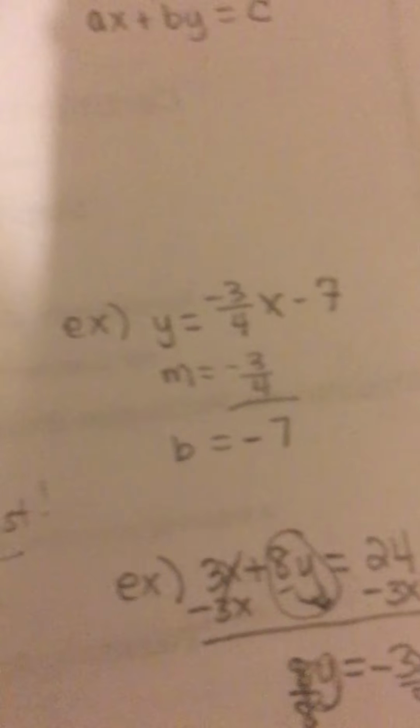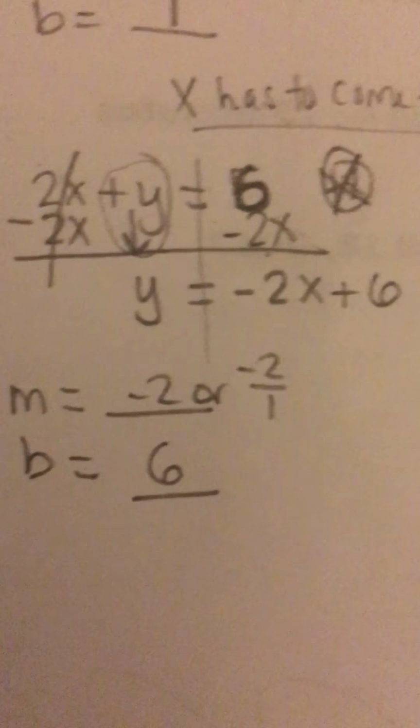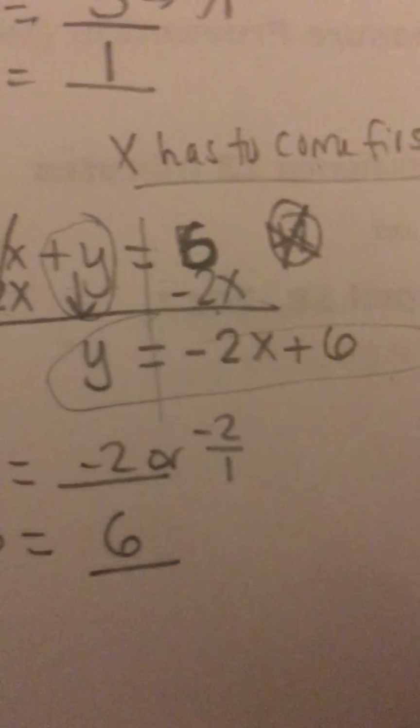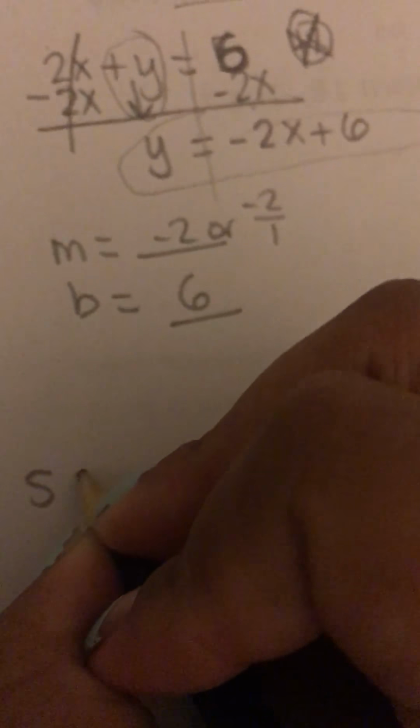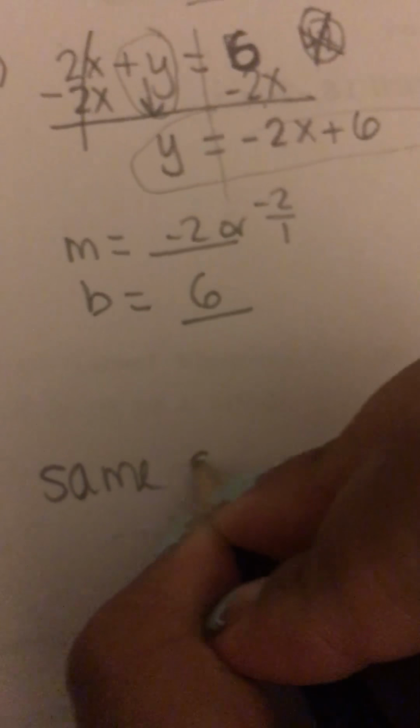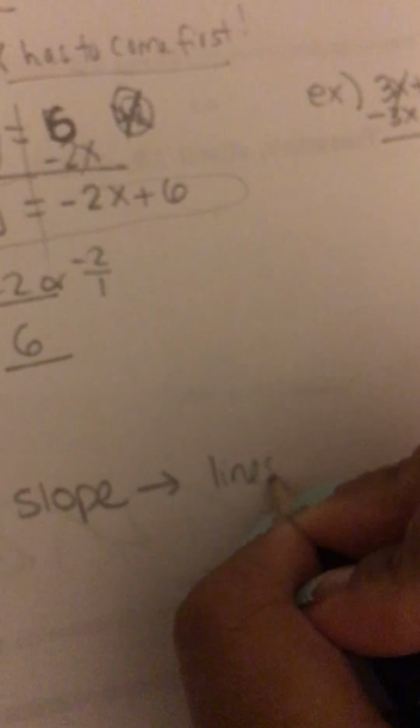Okay? If it already says y equals, you're good. If it doesn't say y equals, you have to solve it so that your main goal is that it says y equals. Now you should have noticed something yesterday when you were doing all your answers, is that if you have the same slope, lines are parallel.